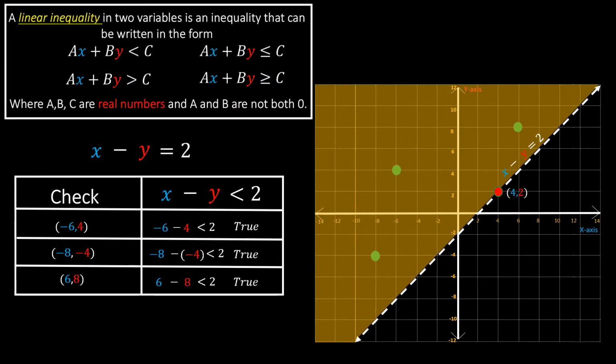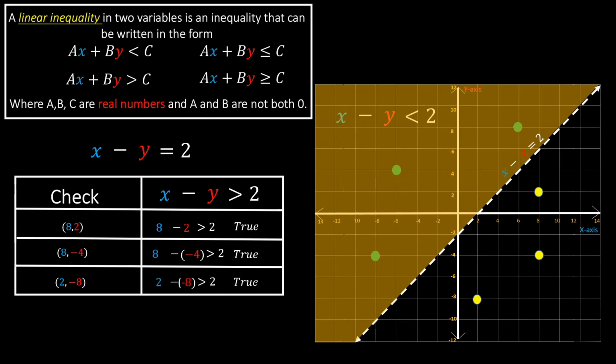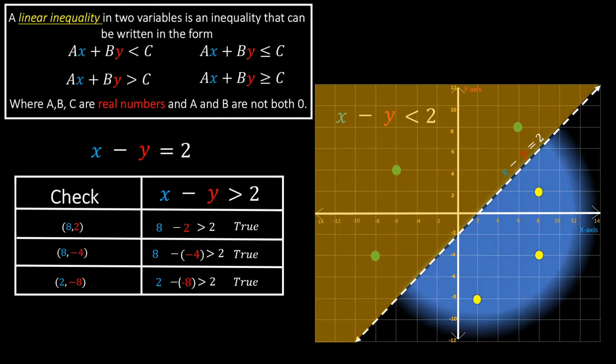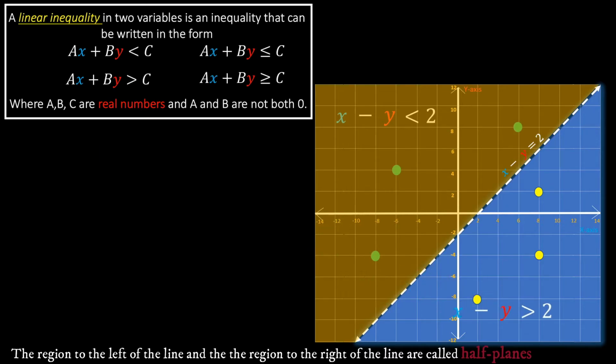Now, what about the inequality x minus y is greater than 2? If we check some of the points on the right-hand side, we get 8 minus 2 is greater than 2, which is true. 8 minus negative 4 is greater than 2, which is true, and 2 minus negative 8 is greater than 2, which is also true. So we can say that the ordered pairs found on the right-hand side of the line satisfy the inequality. We can show this by shading in the right-hand side. Again, because the solutions on the line itself do not satisfy the inequality, the line should be a dashed line.